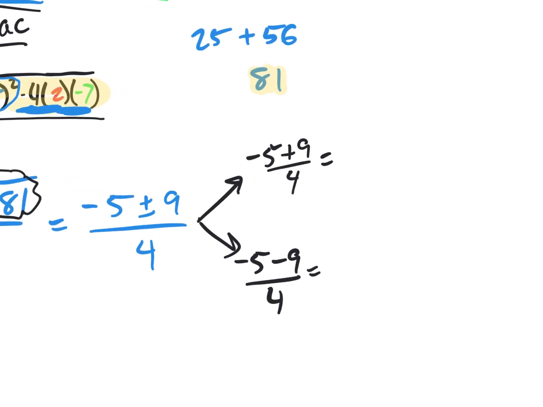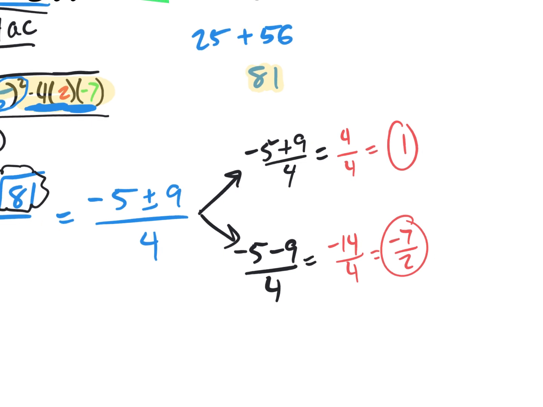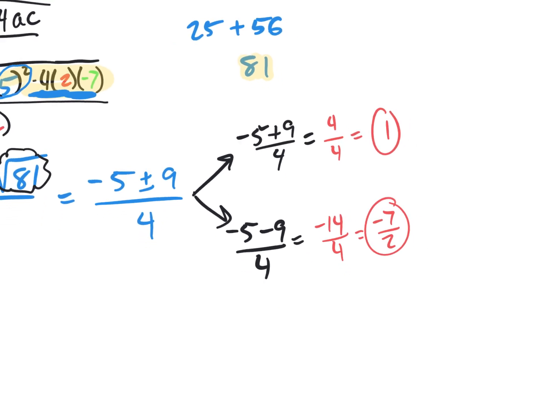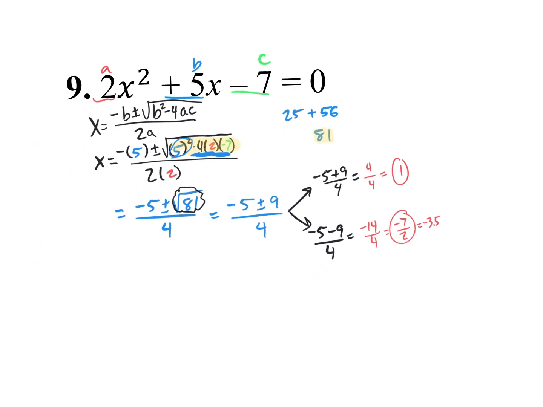Negative 5 plus 9, that is 4 over 4, that becomes 1. There's one answer. And the other one is negative 14 over 4, and you can't really divide 14 by 4, but you could reduce by 2, and you'll have negative 7 over 2, negative 7 halves. Technically, negative 7 halves could also be rewritten as negative 3.5, right? Anyway, those are your answers.